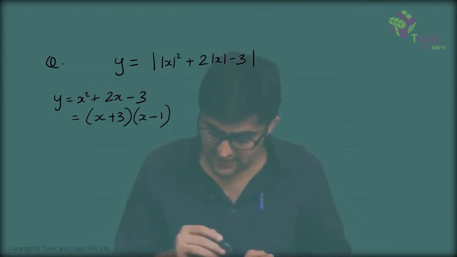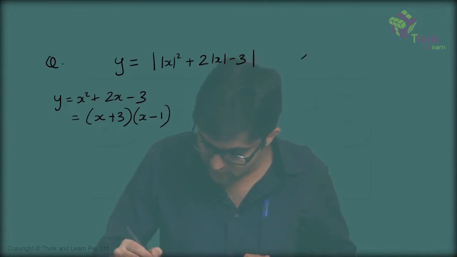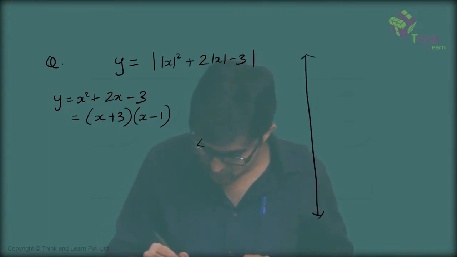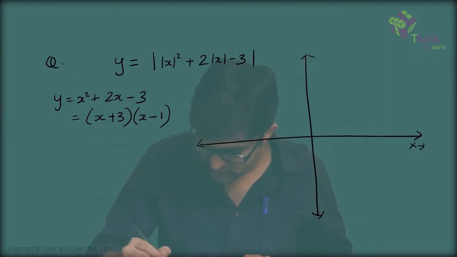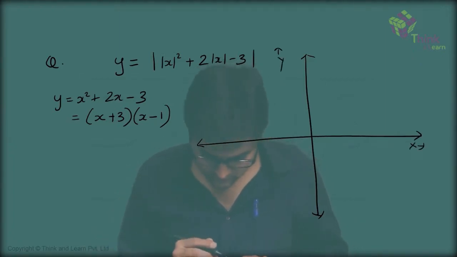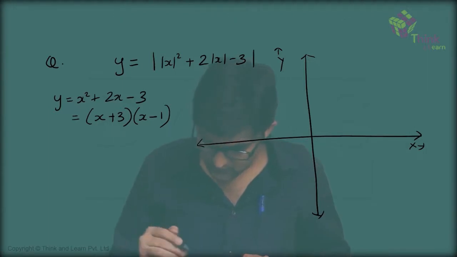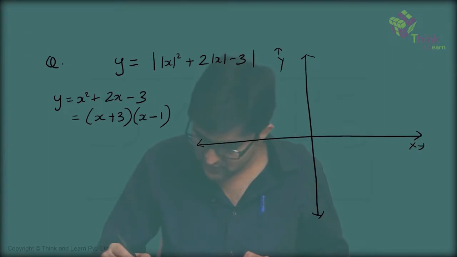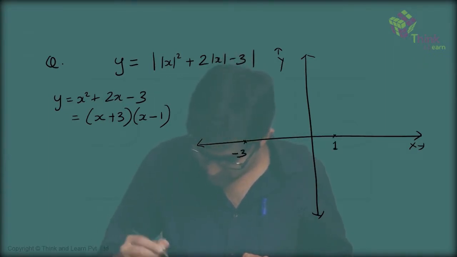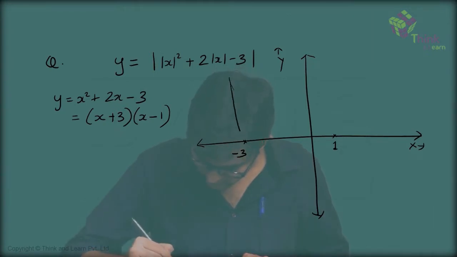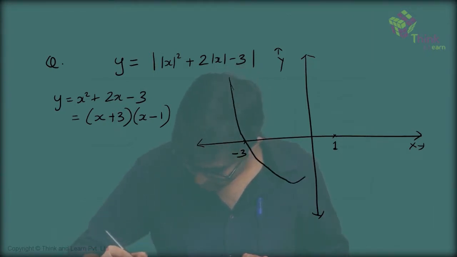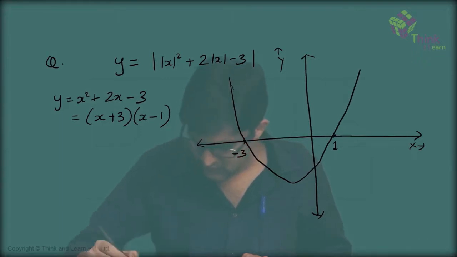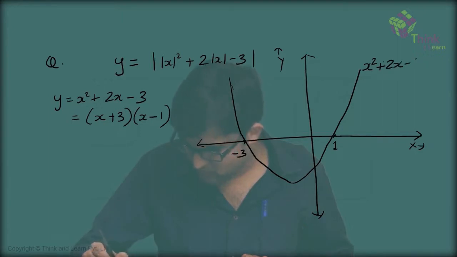If I try to draw it on an xy plane, the function will look something like this. The solutions are x is equal to 1 and x is equal to minus 3. So I have 1 point here and 1 point here. The curve is a parabola. This is my x square plus 2x minus 3.